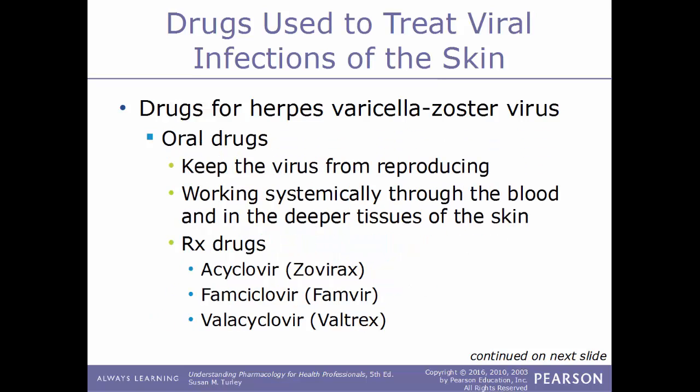And there are different forms of drugs that you could give to treat the herpes varicella zoster virus. Some are oral. These will prevent the virus from reproducing. And these will work systemically through the blood and in the deeper tissues of the skin. And these are prescription drugs. These examples would include acyclovir, famciclovir, and valacyclovir.